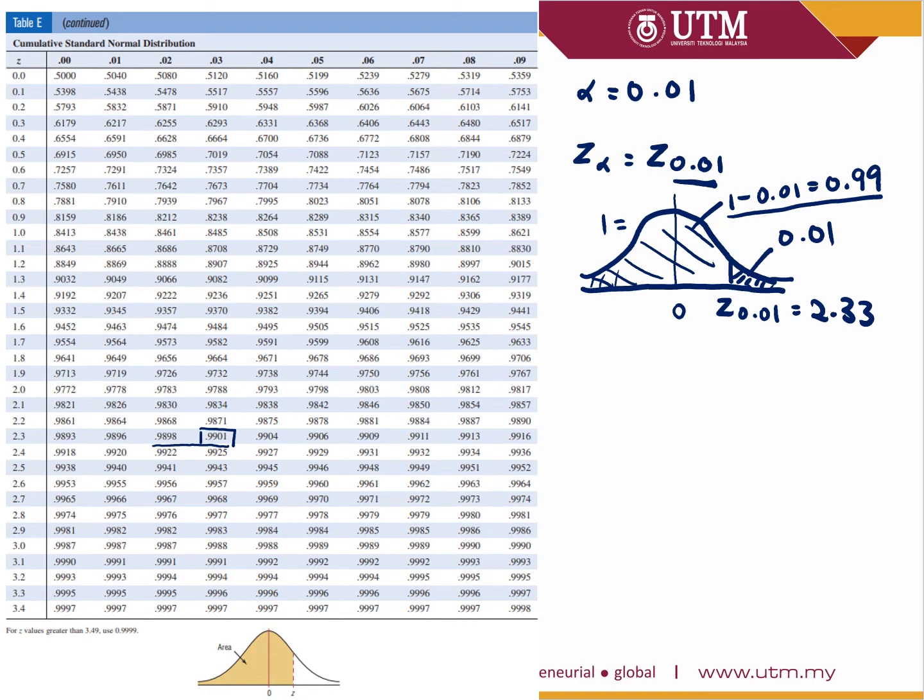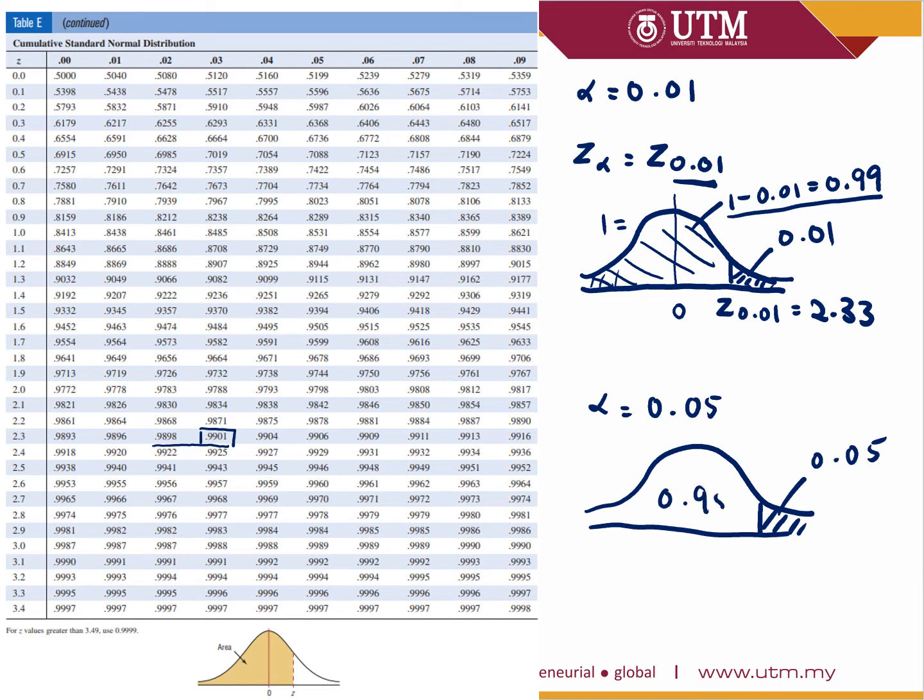This applies for all values of the significance level. Let's say you want to find alpha equals 0.05. The area on the right is 0.05, so the left area would be 0.95. So you have to find the value 0.95 in this table. The closest value would be this one, 1.